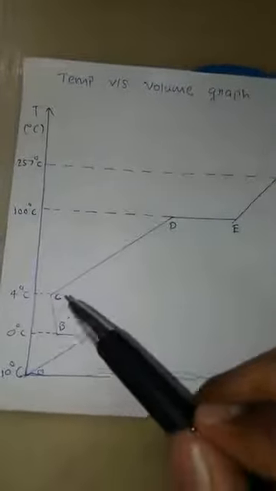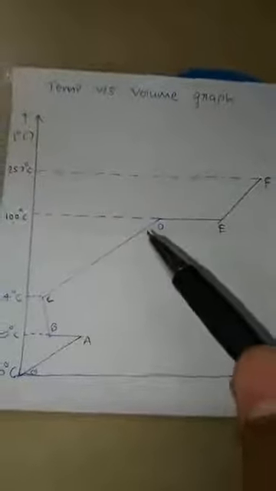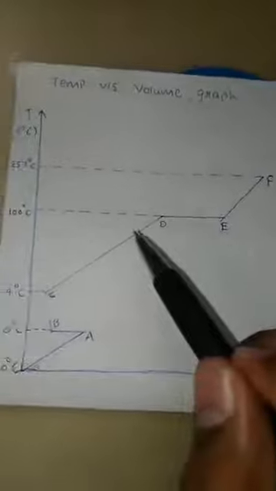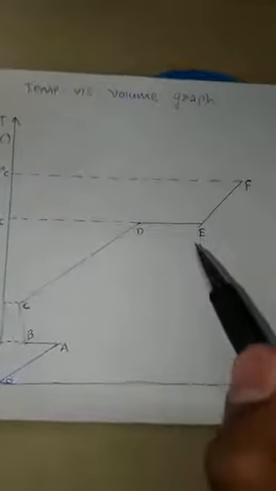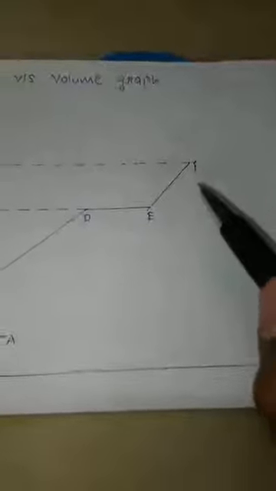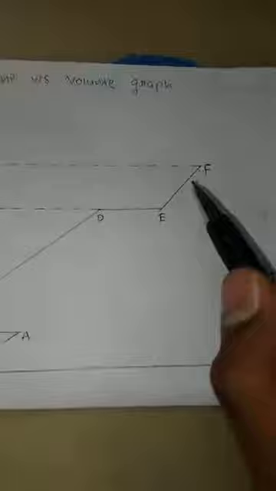As you can see, from point C to point D, volume is increasing on supply of heat. Again D to E, which is conversion of 100 degree water to 100 degree vapor, volume is increasing on heat supply. Same with E to F, volume is increasing on supply of heat, which is 200 degree vapor to 257 degree vapor. Okay, I hope you understood this temperature versus volume graph.